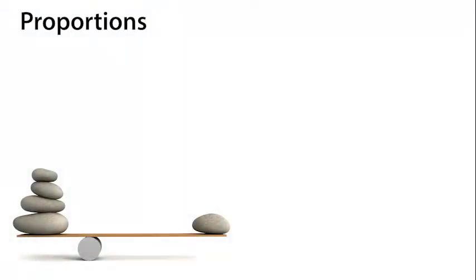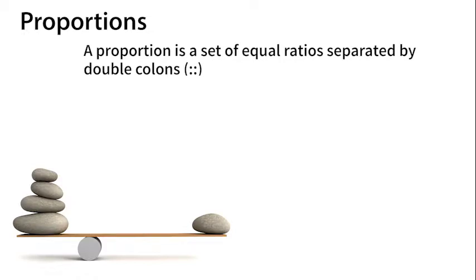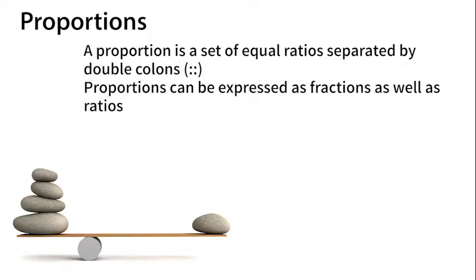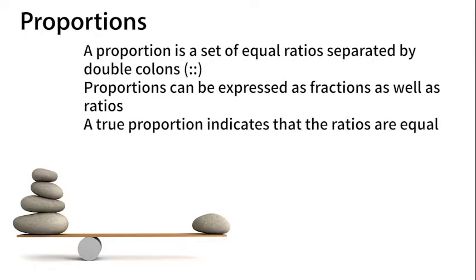Now let's take some time and look over proportions. A proportion is similar to a ratio in that a proportion is a set of equal ratios separated by a double colon. Earlier we talked about a ratio being expressed by a colon. A proportion is a double colon. Proportions can be expressed as fractions as well as ratios, and a true proportion indicates that the ratios are equal.